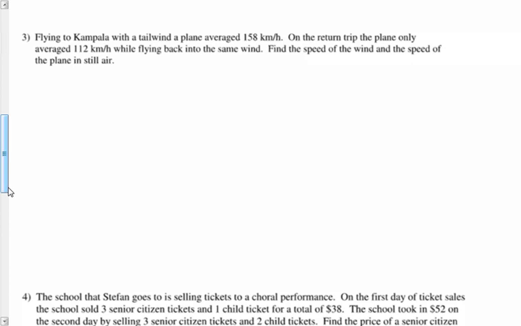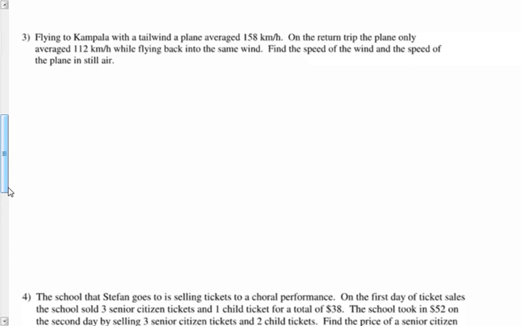which says flying to Kampala with a tailwind, the plane averaged 158 miles per hour. On the return trip, the plane only averaged 112 miles per hour while flying back into the same wind. Find the speed of the wind and the speed of the plane in still air.